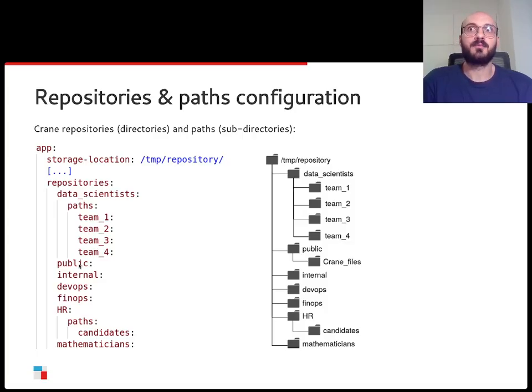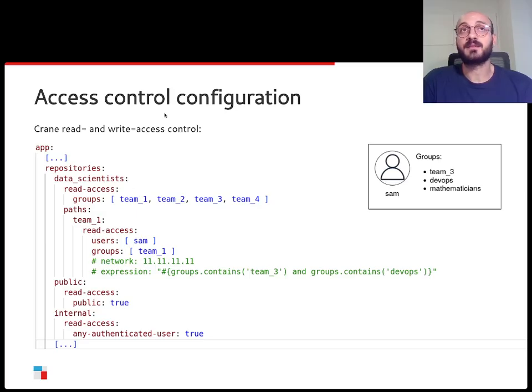So now, how would we define this accessibility? Well, this is done using the access control configuration provided by Crane. There are two types of access control, namely read and write access control in Crane, and these can be configured using the read access and write access properties. We're going to focus on the read access property, as all the subproperties of these two access control types are exactly the same and work in the same way.